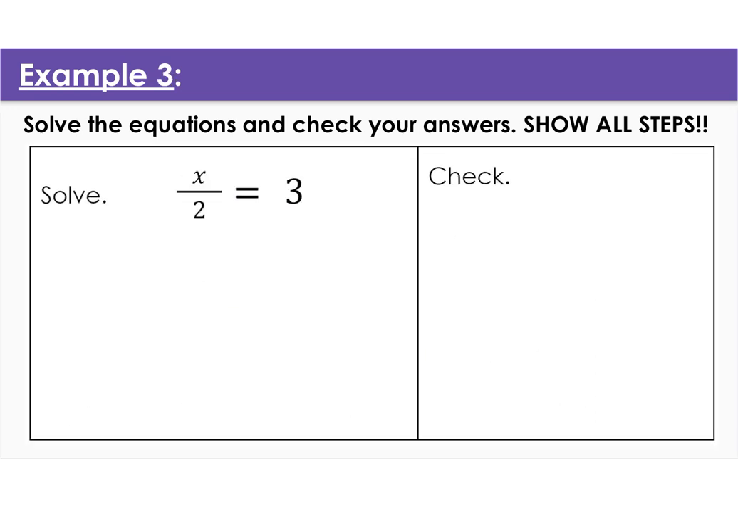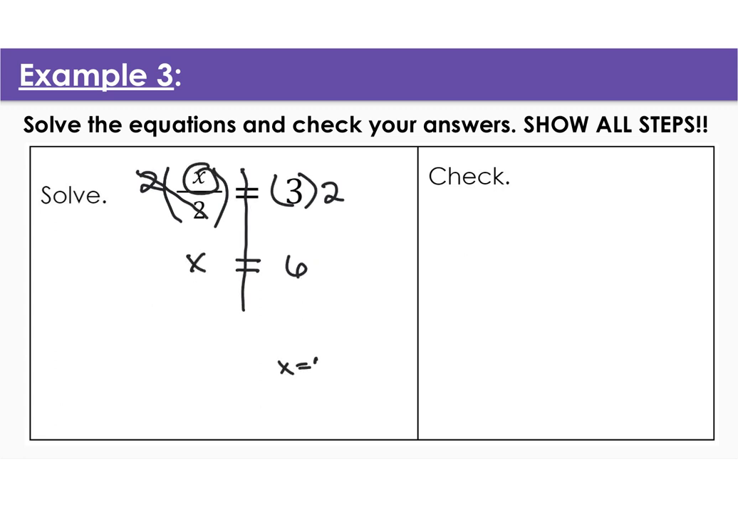Now I have x divided by 2. Remember, our fraction is division, equals 3. So I'm going to draw my line. I'm going to do the opposite operation. I'm going to multiply both sides by 2. So on the right side, I have 3 times 2 is 6. 2 over 2 is 1. That leaves us with just x. So x equals 6. We're going to check.